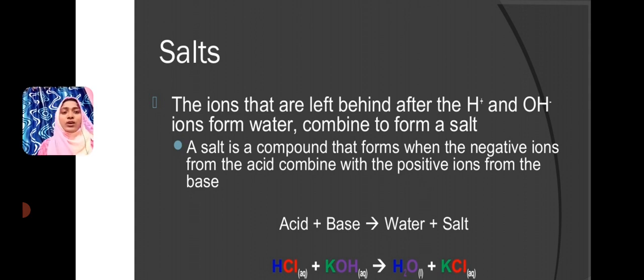A salt is a compound that forms when the negative ions from the acid combine with the positive ions from the base. Here you can see the reaction. The acid we have taken is hydrogen chloride as an aqueous solution, and the base is potassium hydroxide as an aqueous solution. These both react to form water and a salt, that is potassium chloride, KCl.